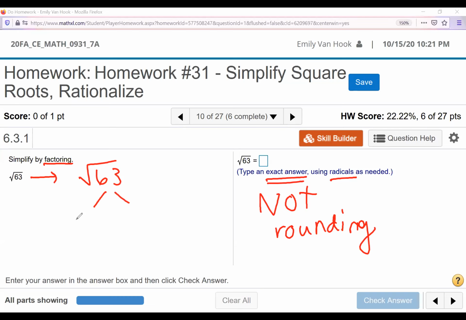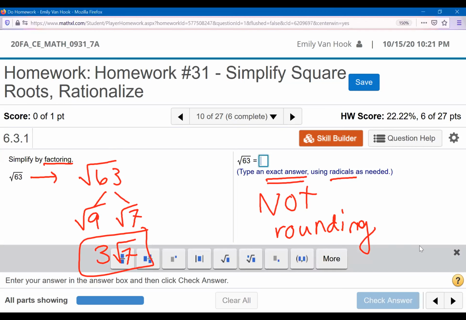The square root of 63, that was 9 times 7, right? So the square root of 9 times the square root of 7 turns into 3 square root of 7. So let's type that answer in, and then we'll learn how to type that square root symbol. Okay, so again, it's 3 square root of 7. So I'm going to type 3.